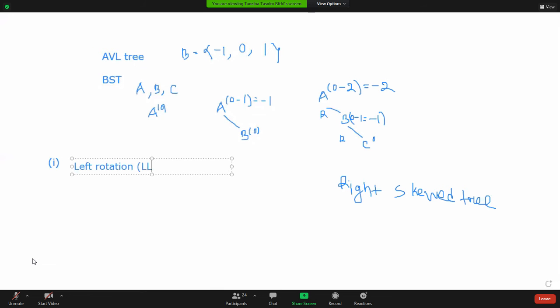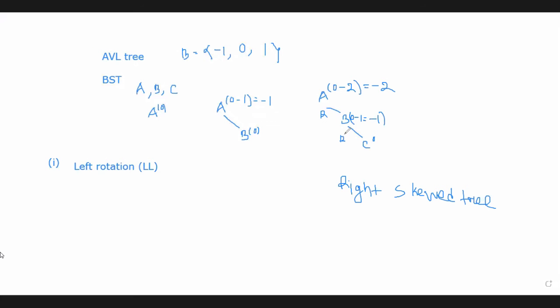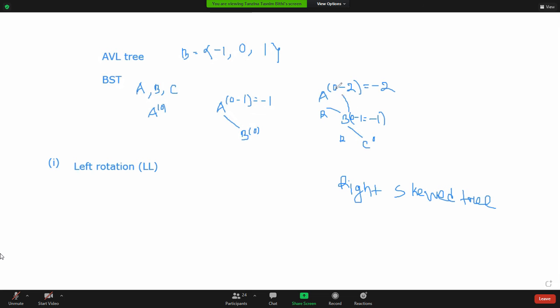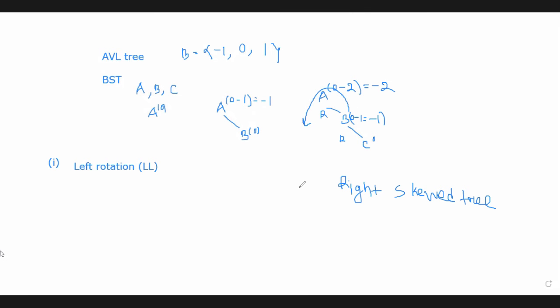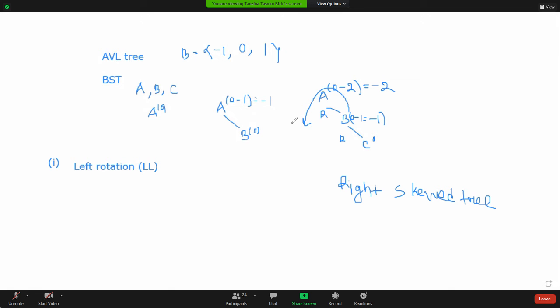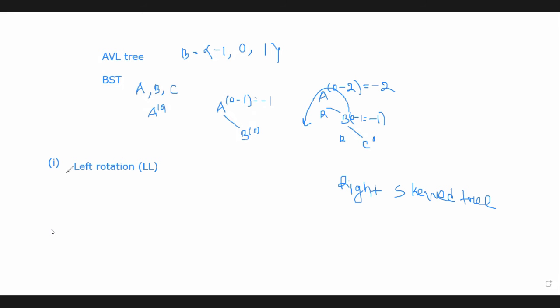Or you can write LL rotation. LL rotation means some nodes from this side should be pulled down to the left side. This is a left subtree, isn't it? That means we are going to take some node from the right subtree and add it in the left subtree. The first option for making it a balanced tree is left rotation, that is LL rotation.